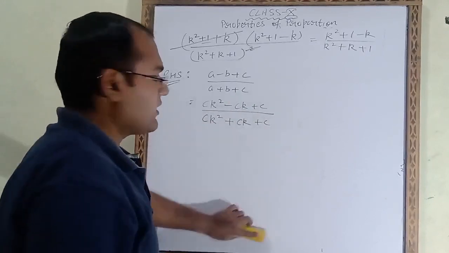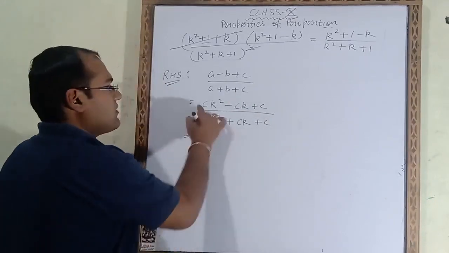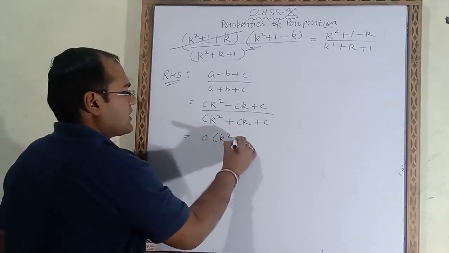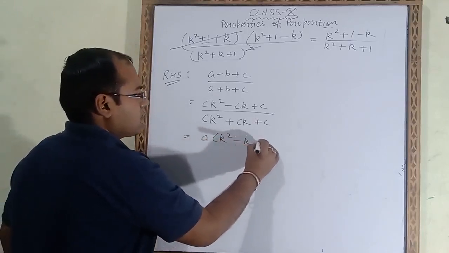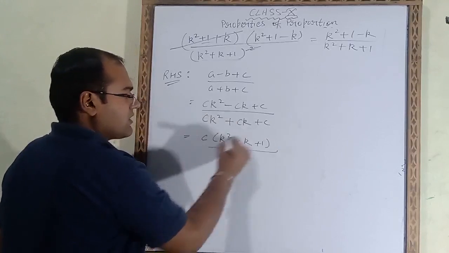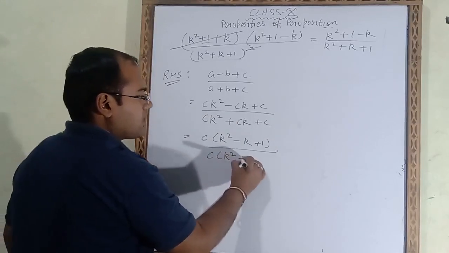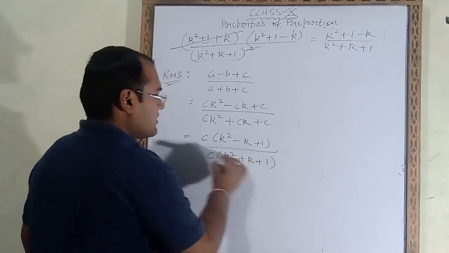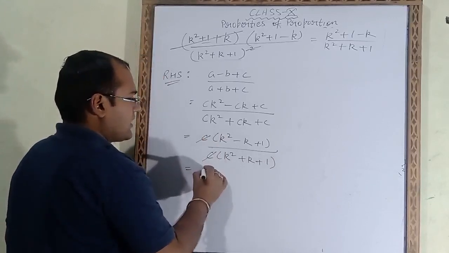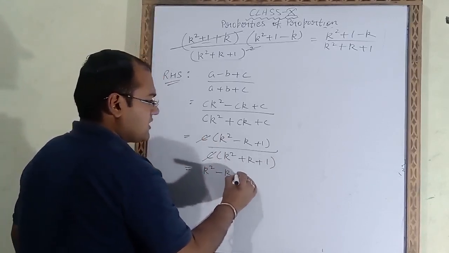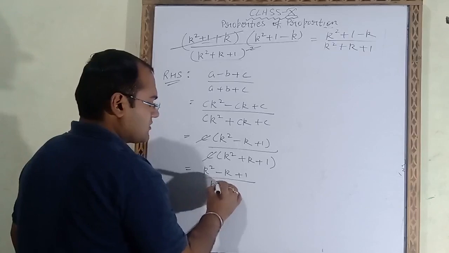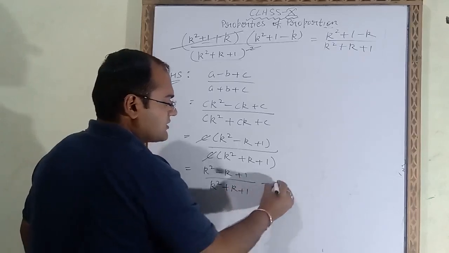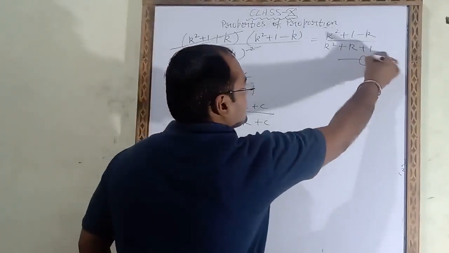Now what we will do? We will take C common. That means CK square minus K plus 1 upon, again we will take C common, K square plus K plus 1. C and C will get cancelled. So right hand side answer is K square minus K plus 1 upon K square plus K plus 1. This is equation 2 and this is equation 1.